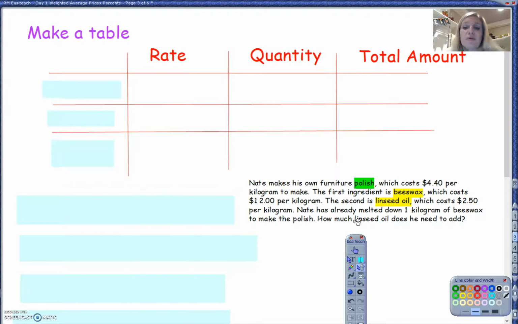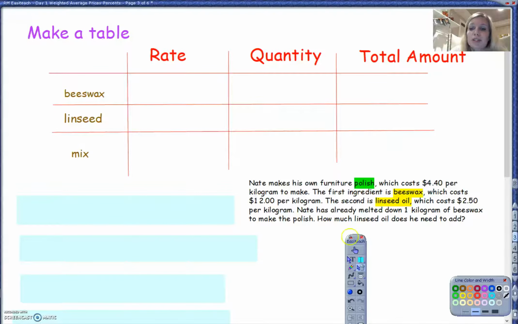So the first read-through: Nate makes his own furniture polish, something to clean the furniture, which costs $4.40 per kilogram to make. The first ingredient is beeswax, which costs $12 per kilogram. The second is linseed oil, which costs $2.50 per kilogram. Nate has already melted down 1 kilogram of beeswax to make the polish. How much linseed oil does he need to add? Down on the left side are the items that are going to be mixed. So we have our 2 things, beeswax and linseed oil, and we're making a mix. So that's what we fill in there.